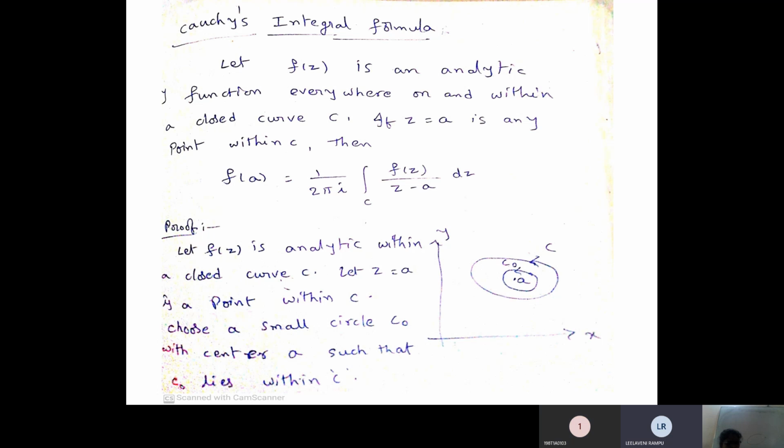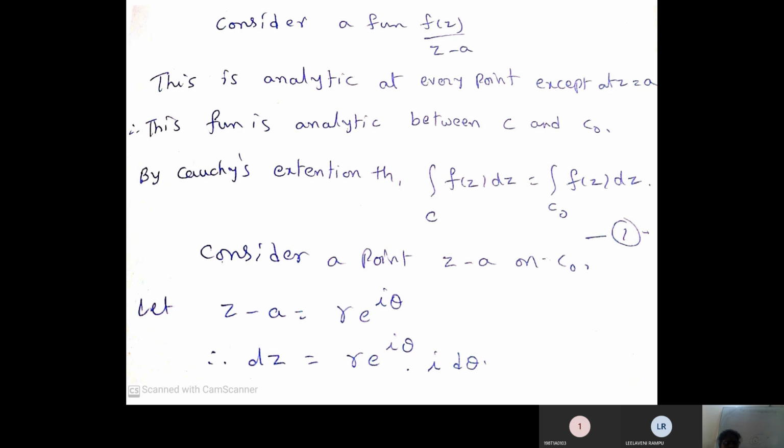Z equal to a is a point. So this is the point z equal to a. And choose a small circle C naught with center A. C naught is a small circle within C with center A, such that C naught lies within C. Next, consider a function f of z by z minus a.